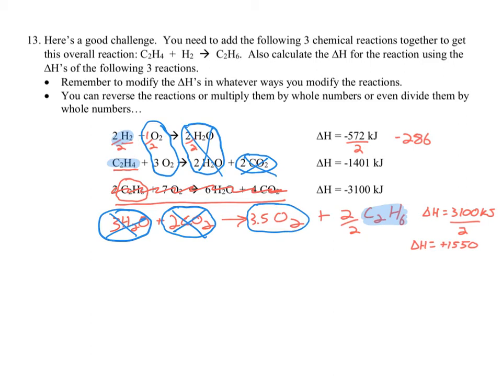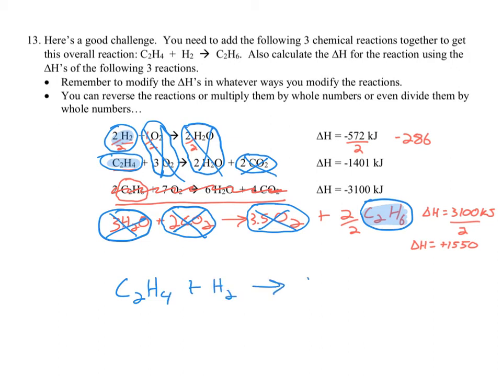Over on the product side, I have 3.5 O2s, so those are going to cancel out. What am I left with? I'm left with the things I highlighted earlier. I've got an H2, a C2H4, and a C2H6 is my product. So I can rewrite that: C2H4 plus H2 goes to C2H6. So I have my reaction.